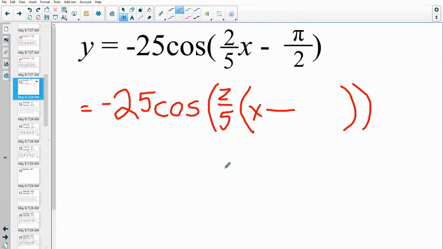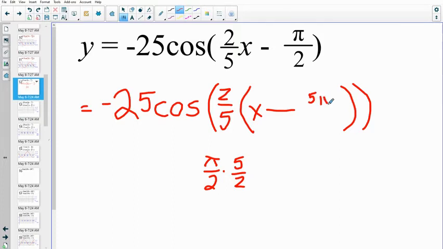And the way we're going to figure this out, I'm going to think of this as when I factor out that 2/5, I'm dividing everything in the parentheses by 2/5. So I'm going to take that pi over 2, and I could say divided by 2/5 down here, but I'm going to skip ahead and say that dividing by 2/5 would be the same as multiplying by 5/2. And so I've got 5 pi over 4. That is my phase shift.